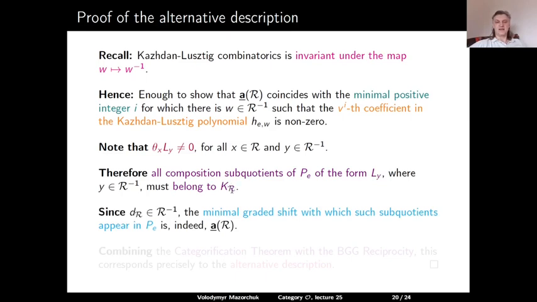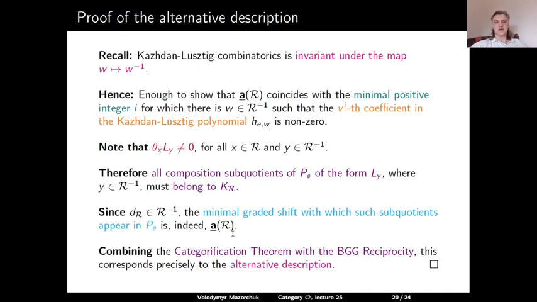But K_R has simple top and is a graded submodule, so this simple top appears in the minimal degree. And all other subquotients must appear in strictly higher degrees. So therefore, the minimal graded shift with which a subquotient from R inverse appears in P_e is indeed given by the number a-underline of R. Combined with the categorification theorem and the BGG reciprocity, this corresponds precisely to our alternative description of a-underline.